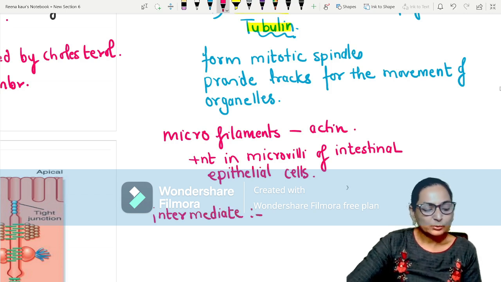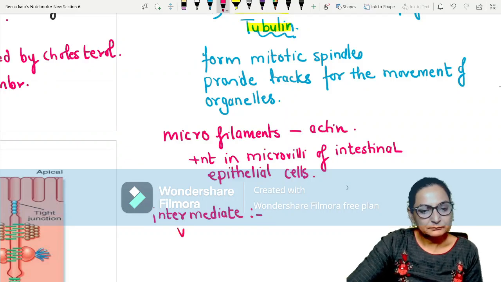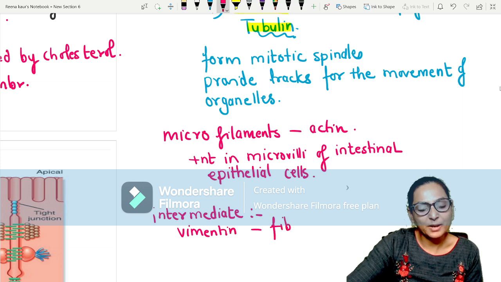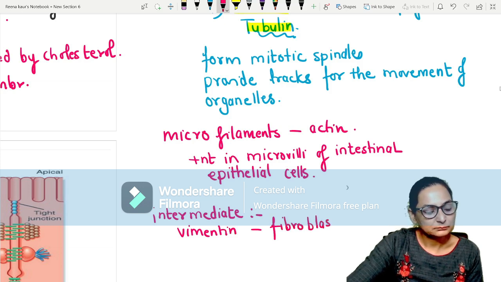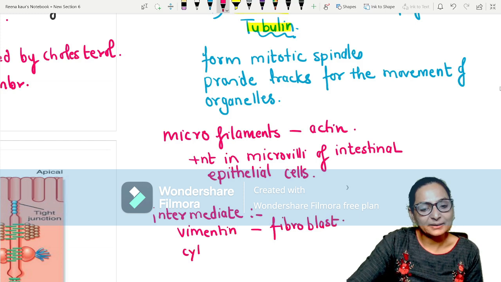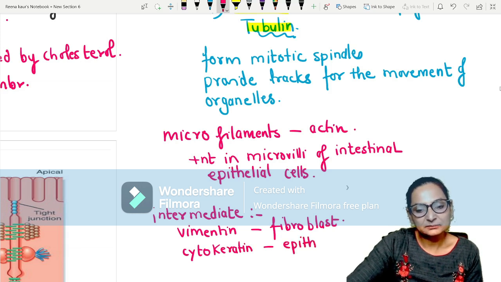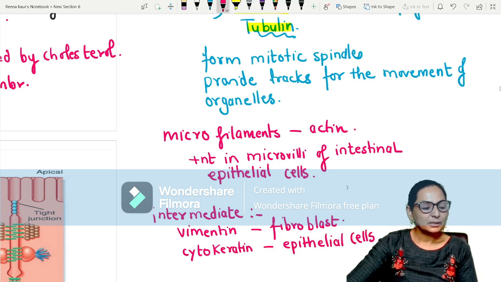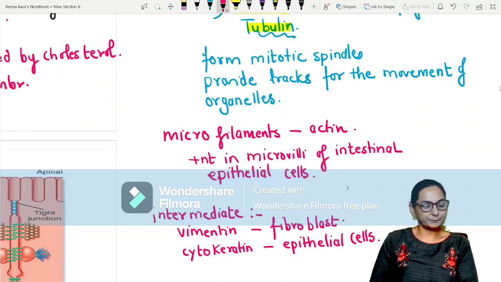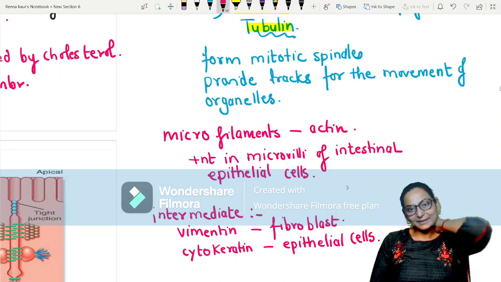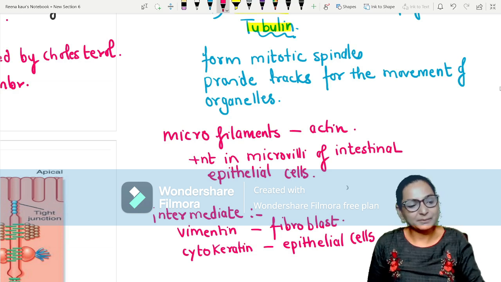Intermediate filaments are different depending upon the tissues. For example, vimentin, which is in the fibroblast. Then there is cytokeratin in the epithelial cells. So the smallest will be the microfilaments.